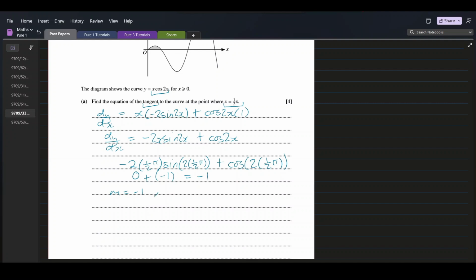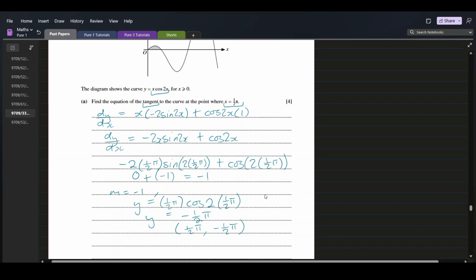And now we need to get the coordinates of the tangent at x equals 1 over 2 pi. So let's substitute that into our equation. That becomes y is equal to 1 over 2 pi times cos of 2 times 1 over 2 pi. So this simplifies to give negative 1 over 2 pi. So our coordinates are 1 over 2 pi and negative 1 over 2 pi.